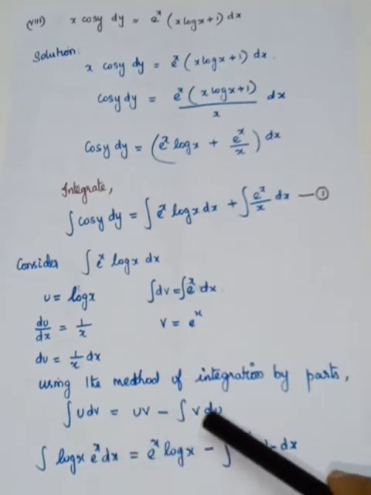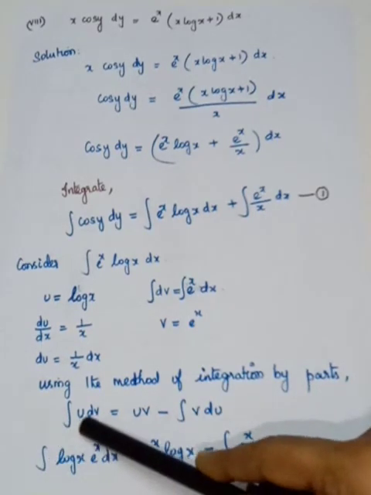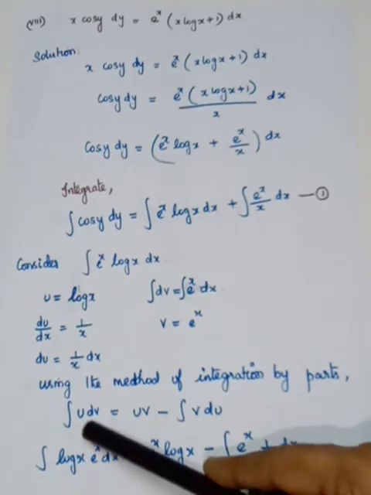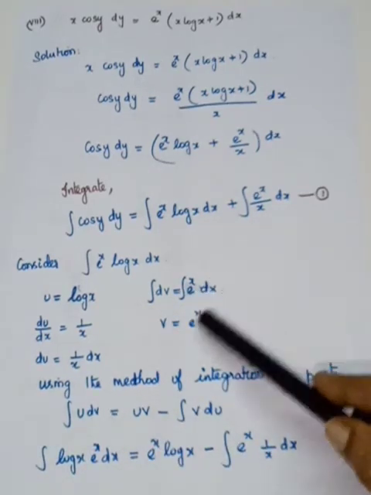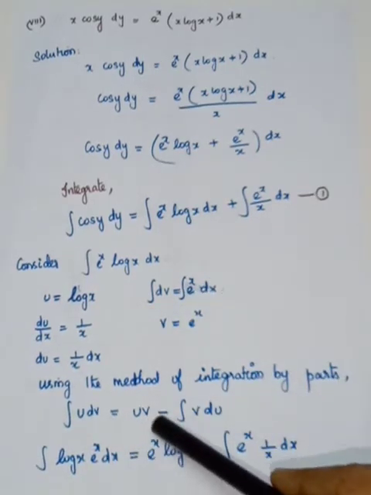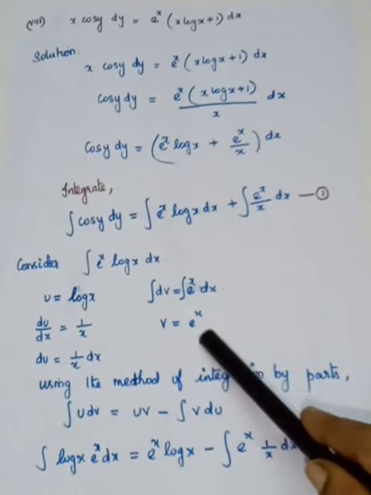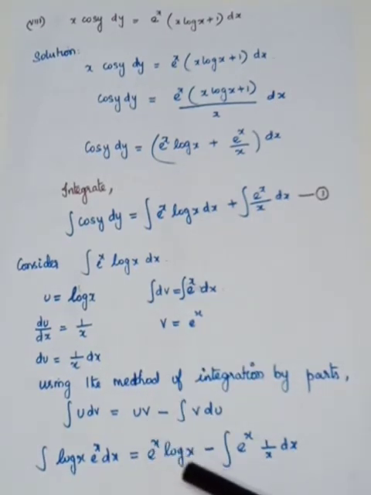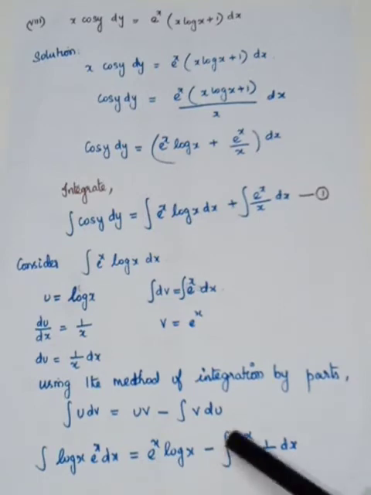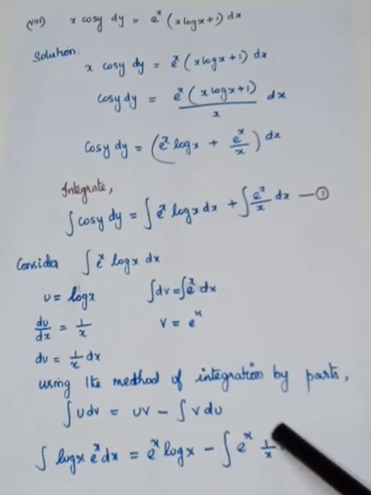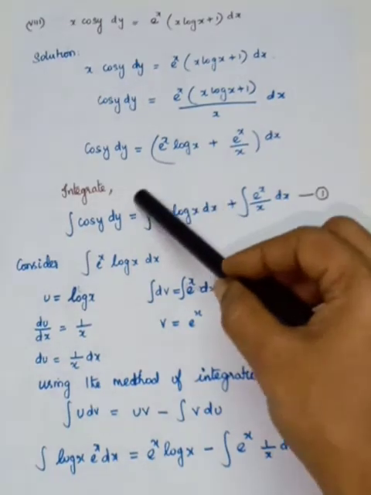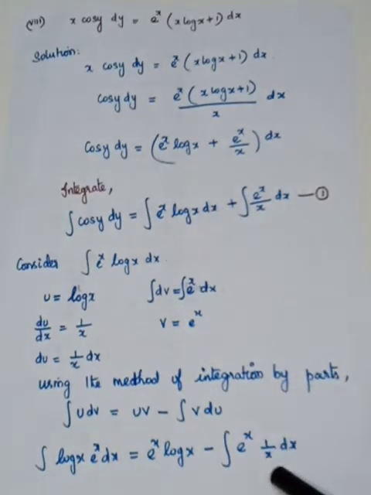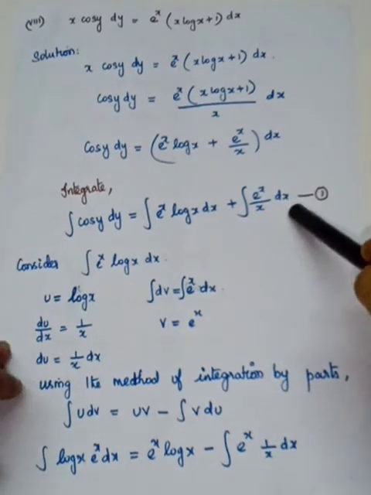So you have to substitute in the formula. So integral, what is u, log x, and what is dv, e power x into dx, that is equal to u into v. u is log x, v is e power x. So e power x into log x minus integral, what is v, e power x into 1 by x into dx. So we have integrated this term, but still you are having this integral part, let it be. This is the solution.